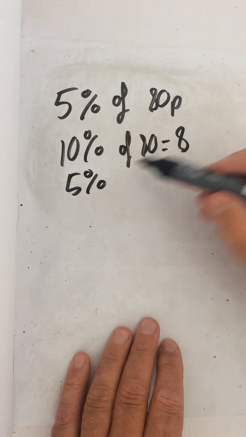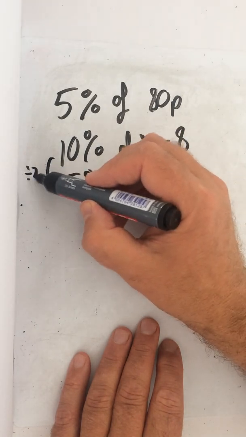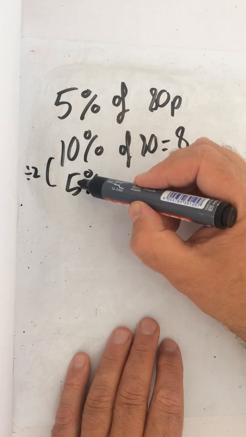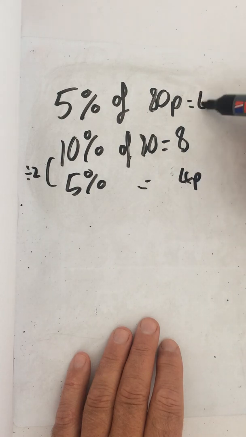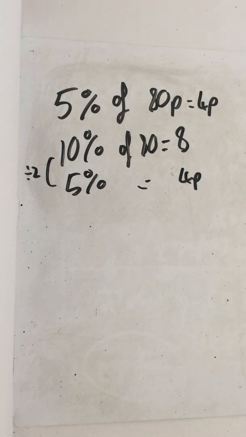So 5%. To get from there to there, I'm dividing by 2. I'm halving it, isn't it? To get from 10 to 5, I'll halve it. So if I halve my answer there, it would be 4 pence. Okay. Right. I know I've gone through that quite quickly.